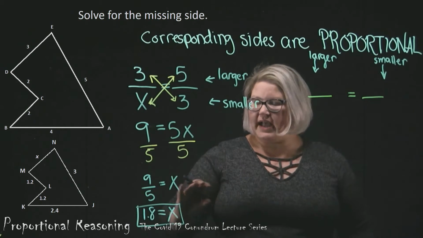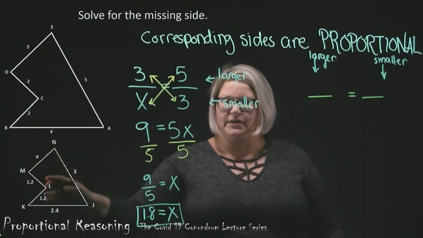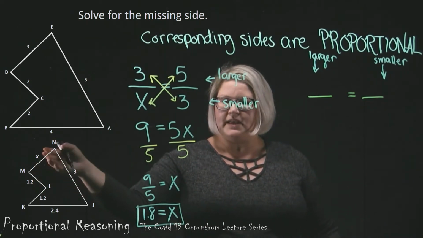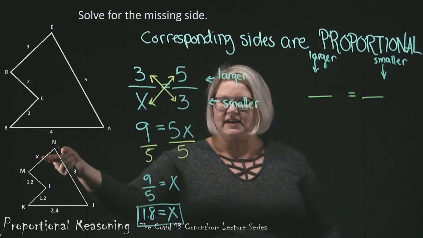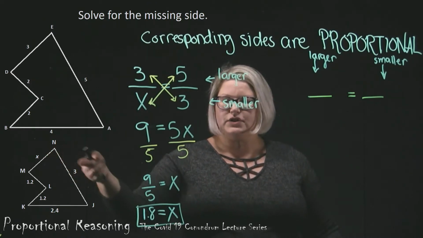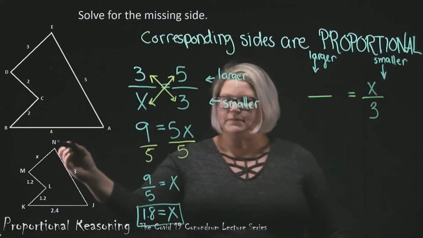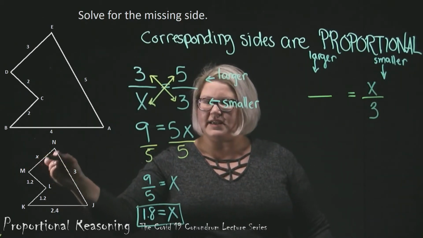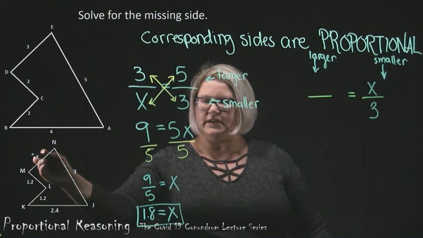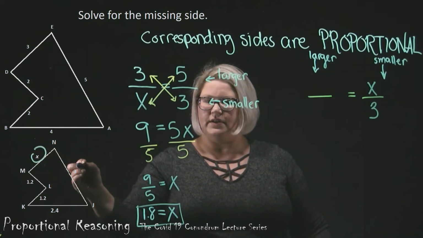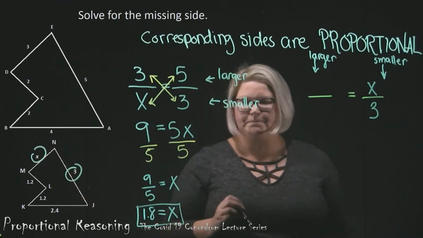For example, I look at my smaller shape here and I see what's unknown. I have x is unknown. And if I look right next to it, I've got x and 3. So for my smaller shape I'm going to put x and 3. What I'm doing is I'm picking this side right here. See if I can circle it. Get close. Yep. This side right here and this side right here.